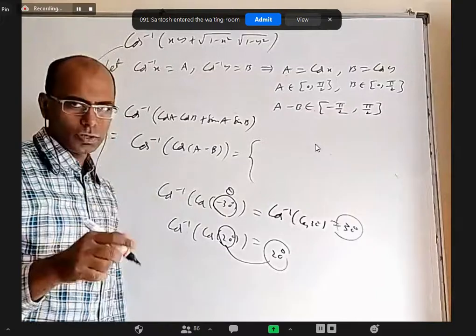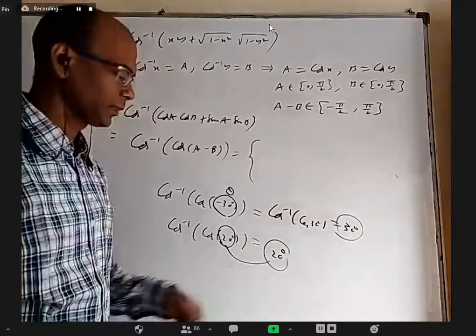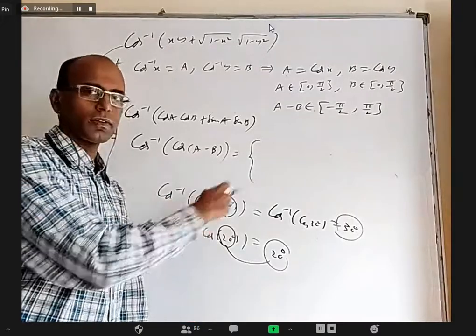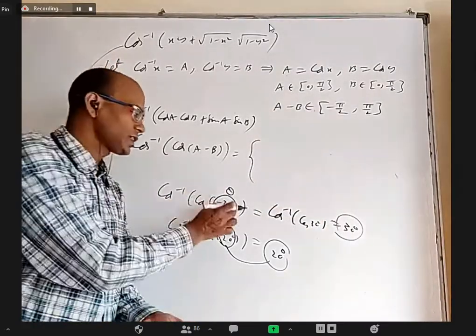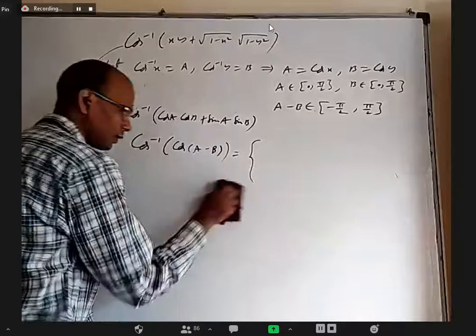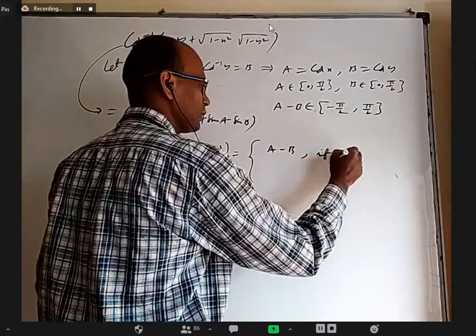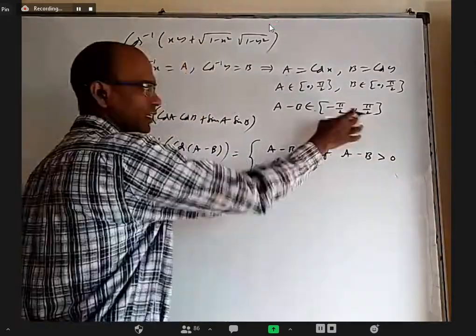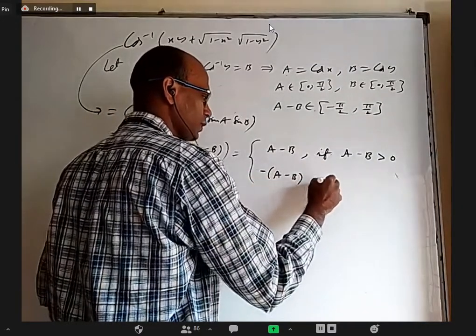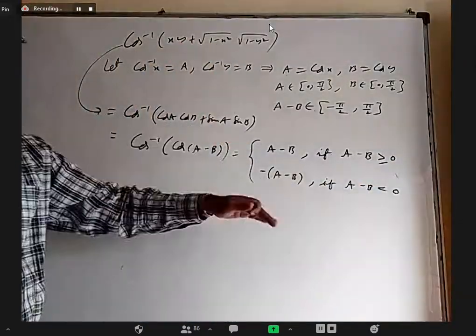So whenever theta is between 0 to pi, principal values, no problem: cos inverse cos theta is theta. But when theta is negative, especially between 0 to minus 180, cos inverse cos theta will be minus theta. Because of that, I'll state this formula. So there are two options: A minus B if A minus B is greater than 0, within minus pi by 2 to pi by 2 of course, and minus of A minus B if A minus B is less than 0. Equality you can put anywhere, not a big issue.